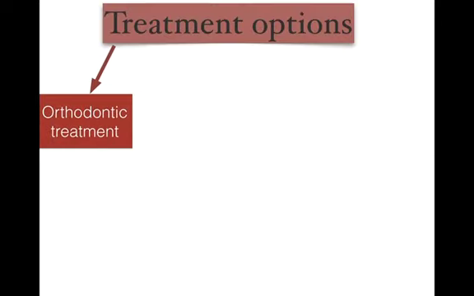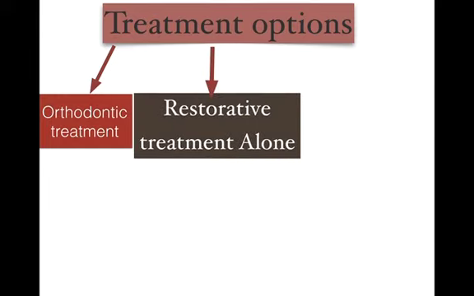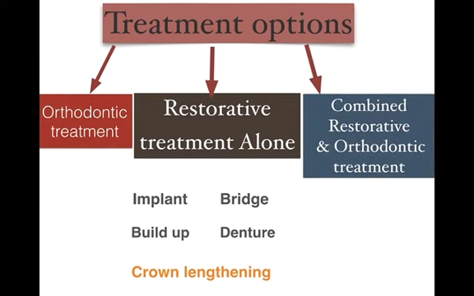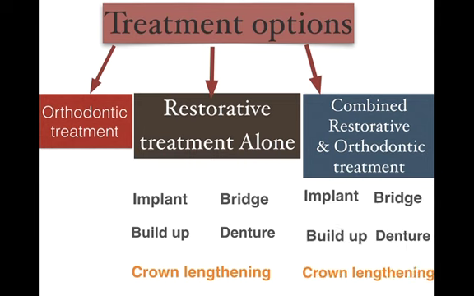Whenever we have a hypodontia case, the treatment will be either orthodontic treatment alone, or restorative treatment alone, which is going to be a replacement of the space with an implant, a bridge, a build-up, or a denture, plus or minus crown lengthening surgery. And the last option is combined ortho and restorative treatment, which has the same options of implant, bridge, build-up, and denture.